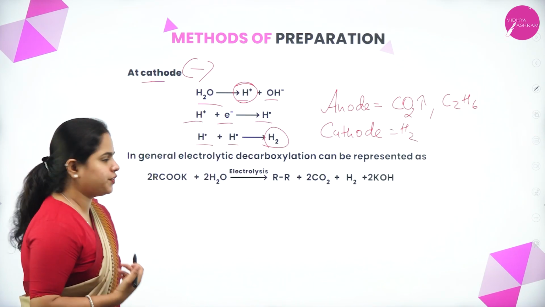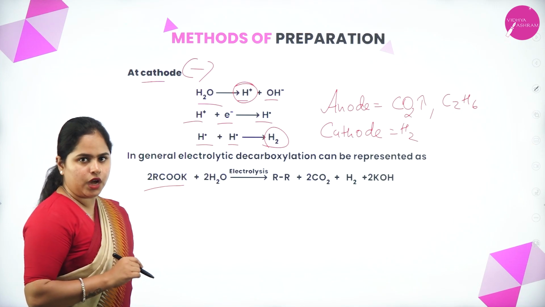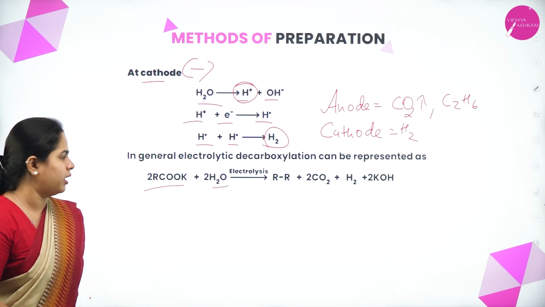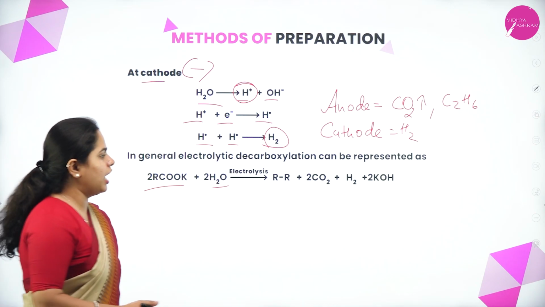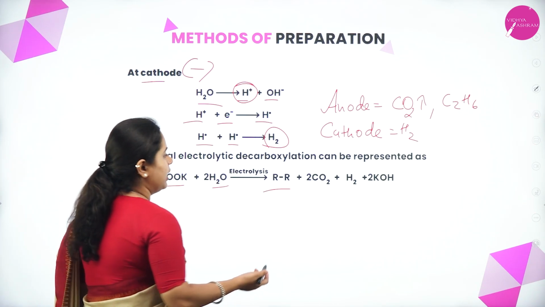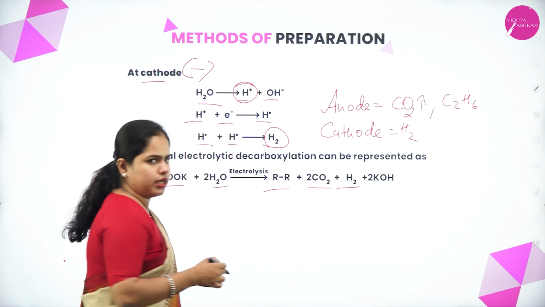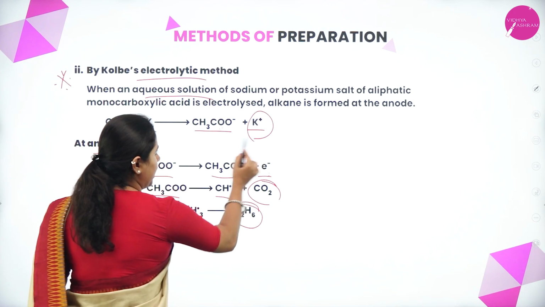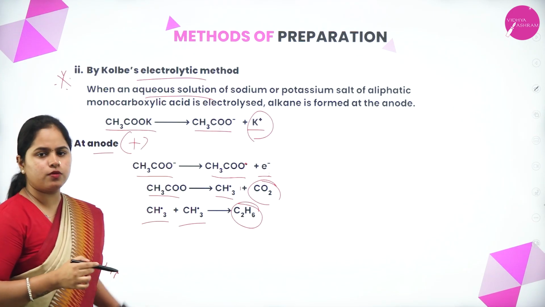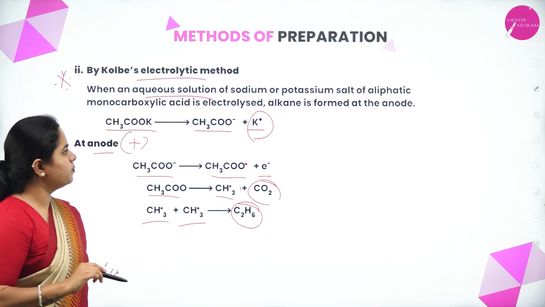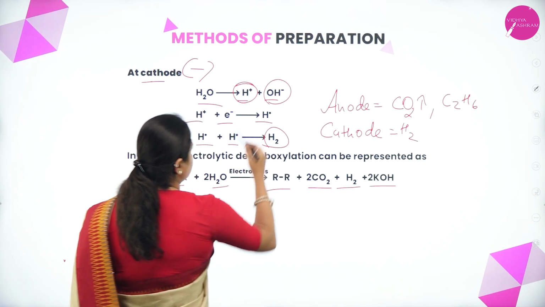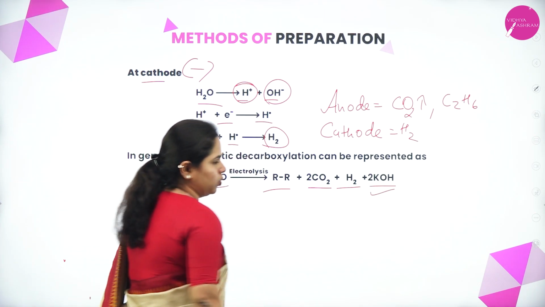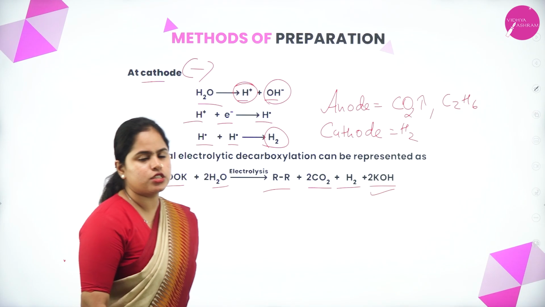So overall, we can write the reactions. The potassium salt of carboxylic acid in the presence of water undergoes electrolysis. It's an aqueous solution, right? So that is why water is there, and electrolysis forms R-R, that is the alkane, right? And carbon dioxide and hydrogen gas. Now there is potassium hydroxide also. Now where did this come from? There is a K plus ion here from the dissociation of the potassium salt of carboxylic acid, and there was OH minus also from the dissociation of the water molecule. So those two will combine and form KOH. So I hope this reaction is also clear for you.